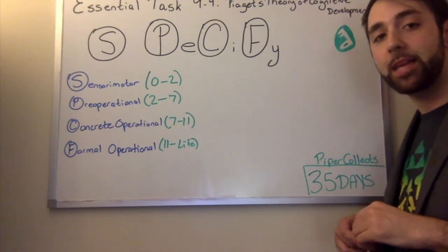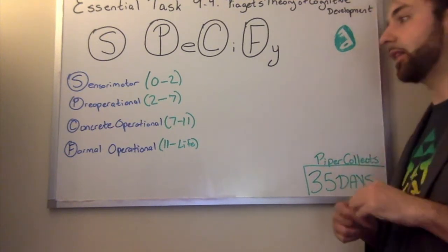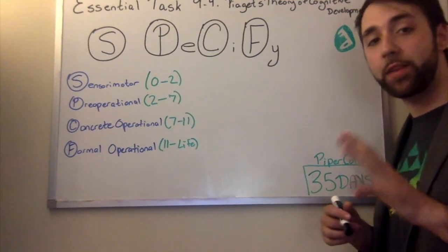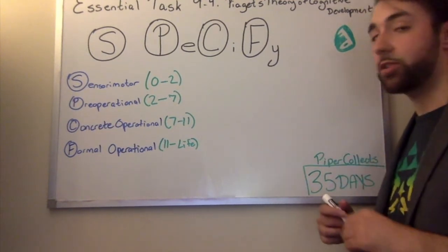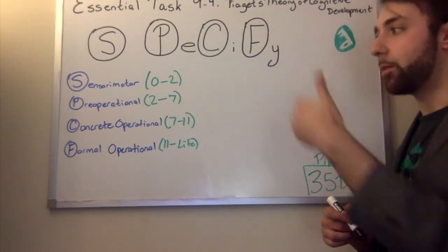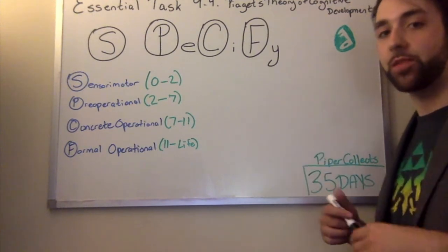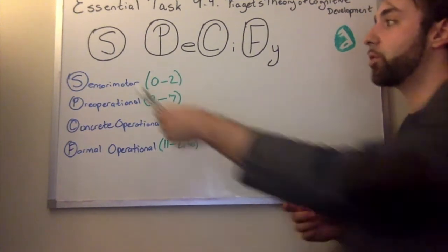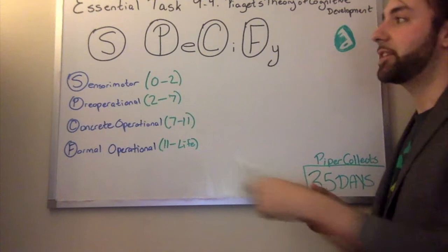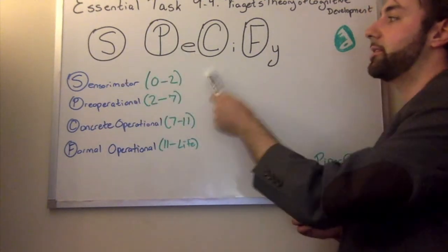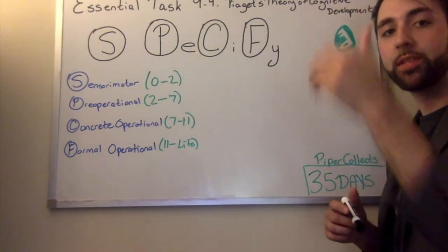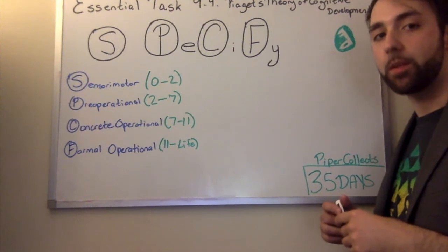Before we talk about Piaget's theory of cognitive development, which is broken down into 4 different stages, I want to bring your attention to a mnemonic that I provide that will help you put in order each of these 4 stages. If you write the word specify and identify the 4 letters S, P, C, and F, doing so puts in order the 4 stages that we are about to overview.